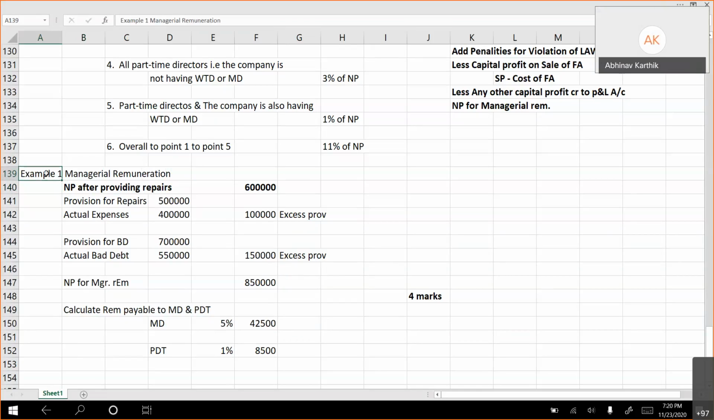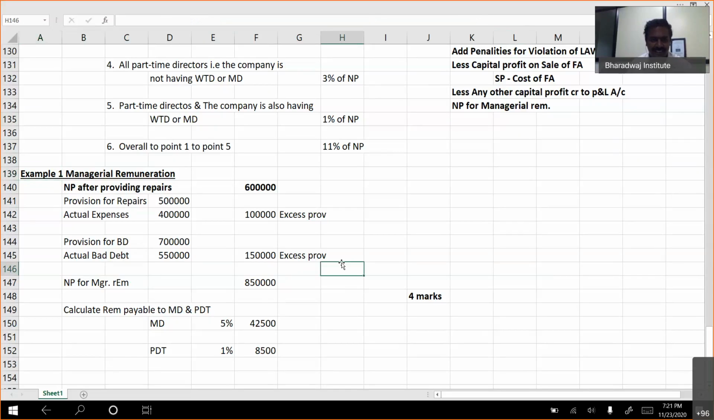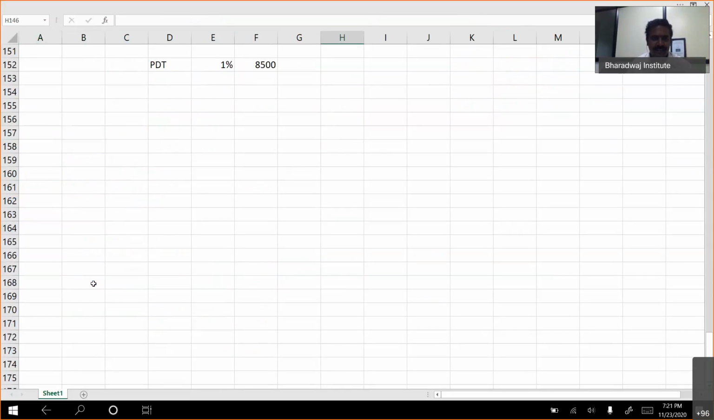I'm not getting your voice. There is a connectivity issue, I hope. Yes, Abhinav Karthik. There is a voice break. Please type the question if you are not able to. We are not able to hear. Not only me, others are also not able to hear. Okay, you type the question. I'll type the next problem.